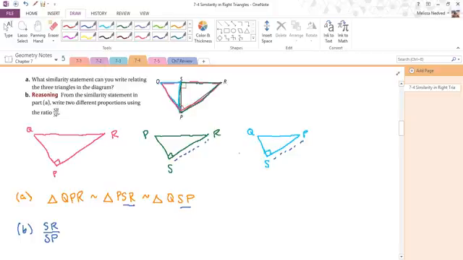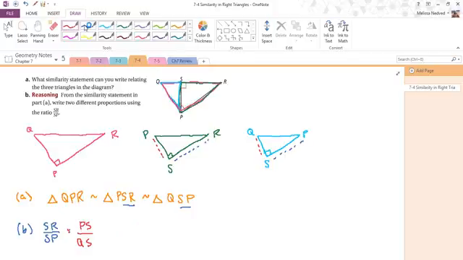So knowing my similarity properties tells me that that ratio should be the same as the ratio of, I'll grab a new color here, let's do red, the short leg over the short leg. So PS over QS.